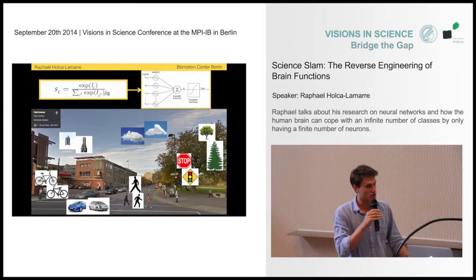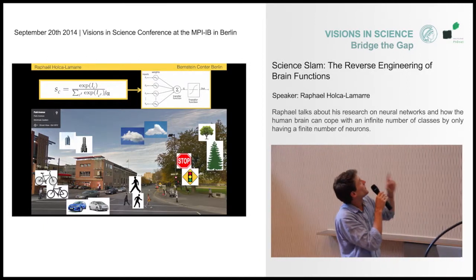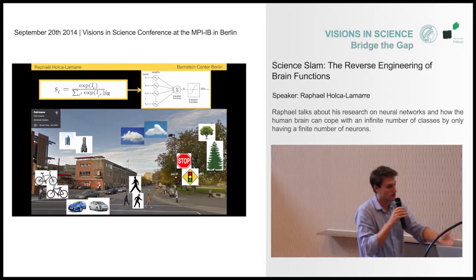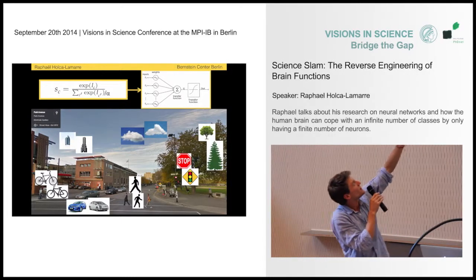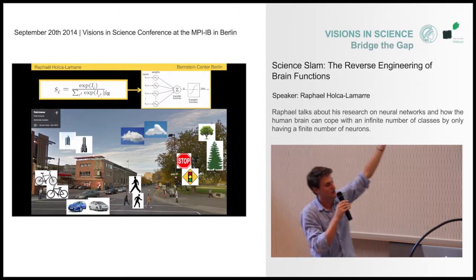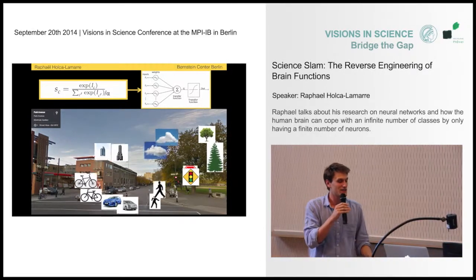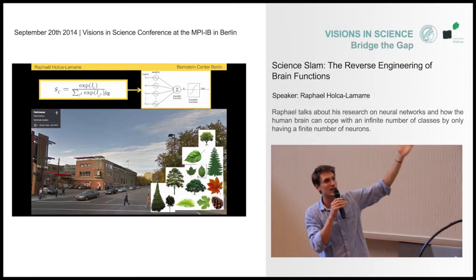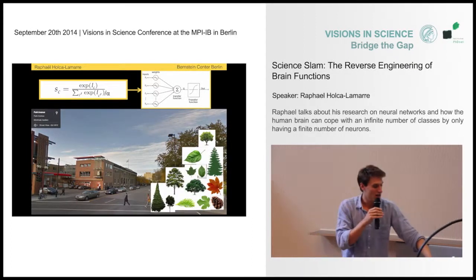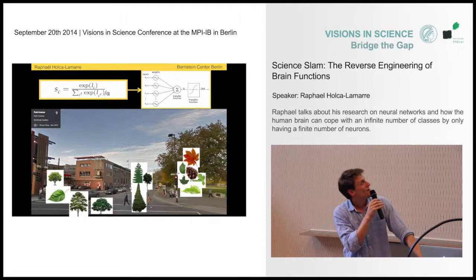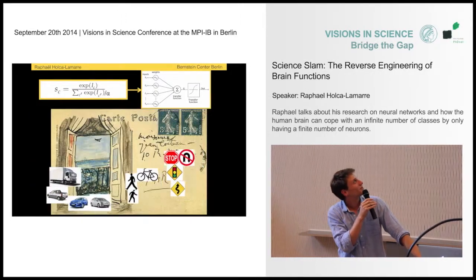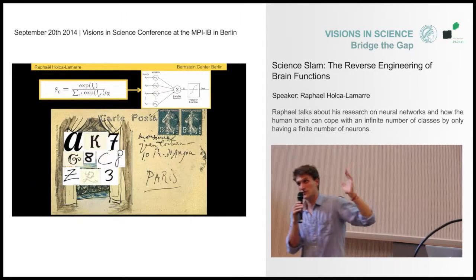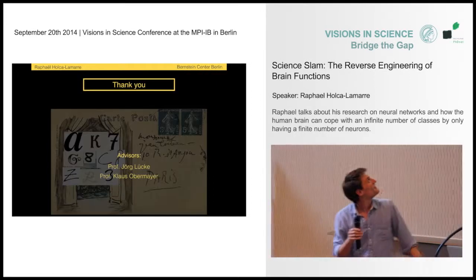Yeah, so I'm just going to conclude. So this means that in real life, if a neural network is provided with the mechanism that I developed, it can reassign its neurons to the classes that are relevant to it, and whether these be trees, or traffic signals, or letters written by Picasso. And thank you.